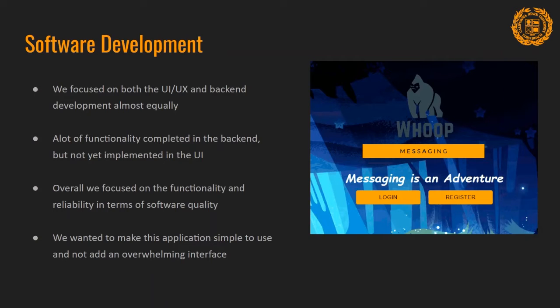So for software development, we focus on the front end and back end development about the same. We did get more of the back end completed. We just haven't implemented into the UI yet. But our primary focus was on the functionality and reliability of the software. So we didn't want the software to be buggy or to crash or be unreliable in certain ways. And then also we just wanted to make this application simple to use and not overwhelming.